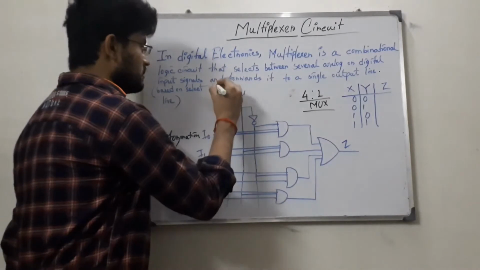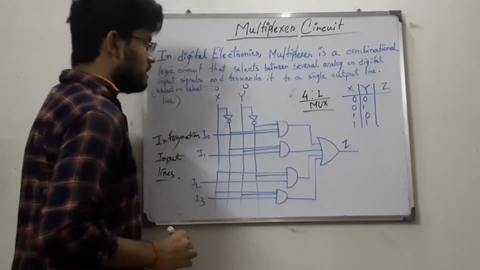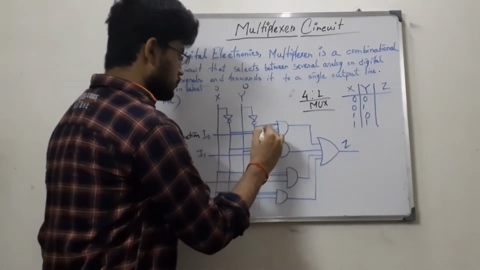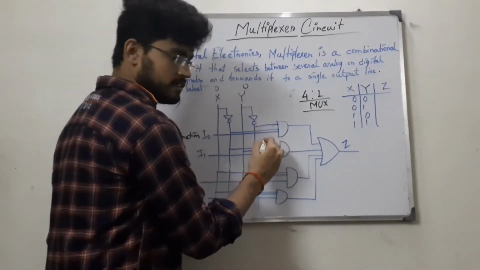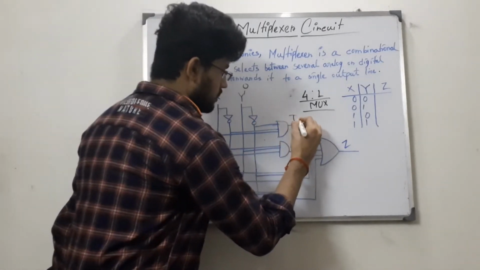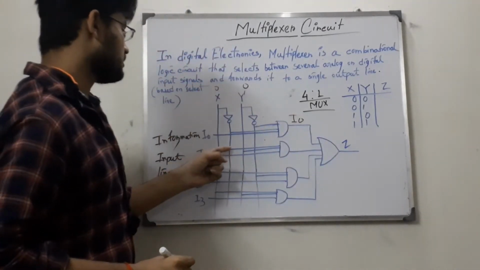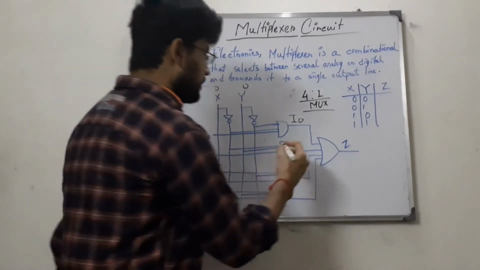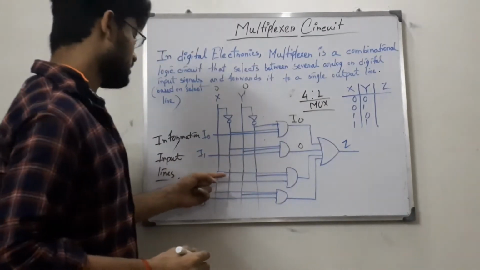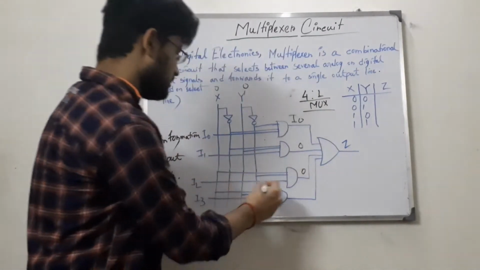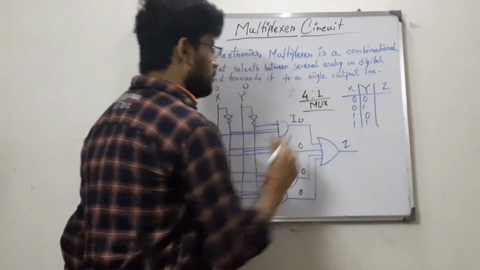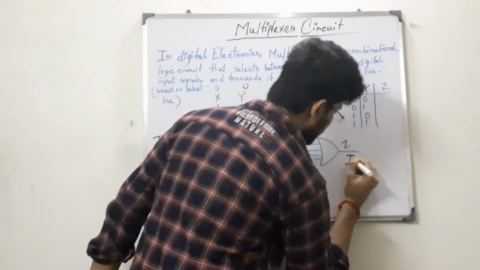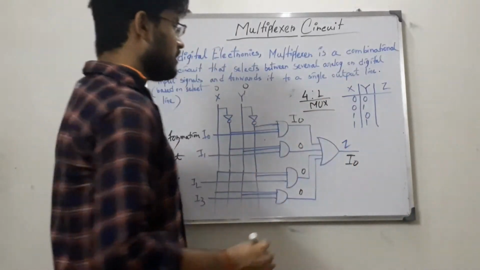For the 0 0 combination, if x equals 0 and y equals 0, then we see that this is 1 and this is 1, and this is I0. So 1 AND I0 gives I0. For the other ANDs, one input is 1 and the other is 0, so the ultimate result is 0. Similarly, this result is also 0 and this result is also 0. So, for the first combination of x and y, 0 0, we get the output as I0.